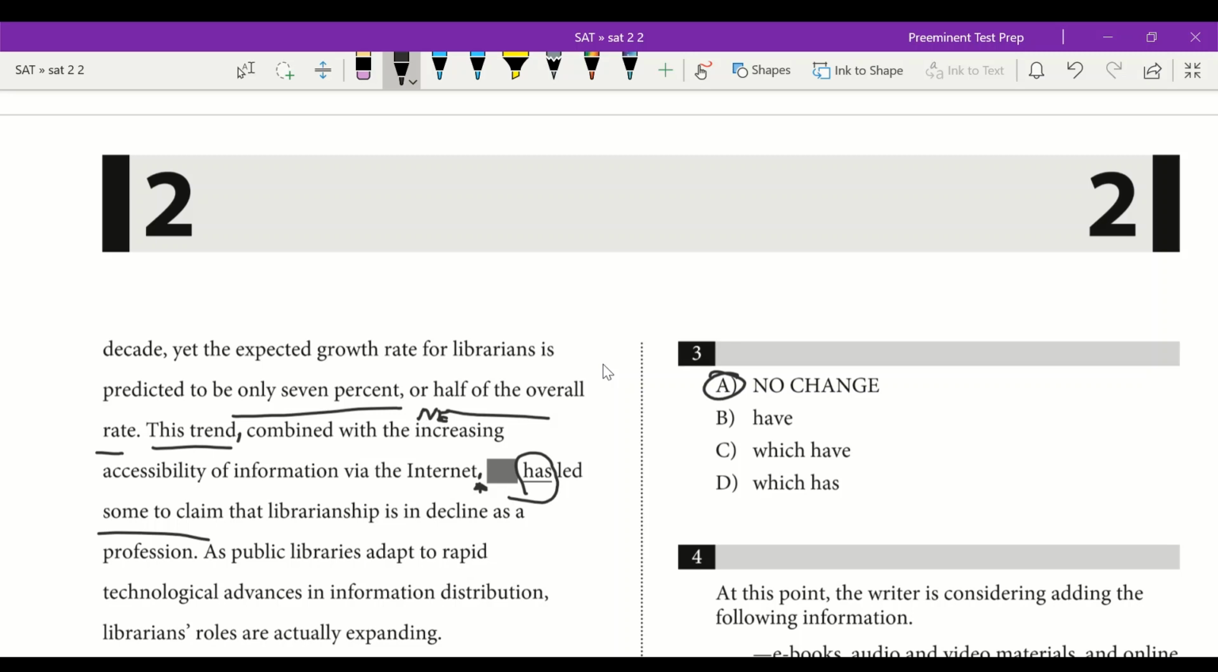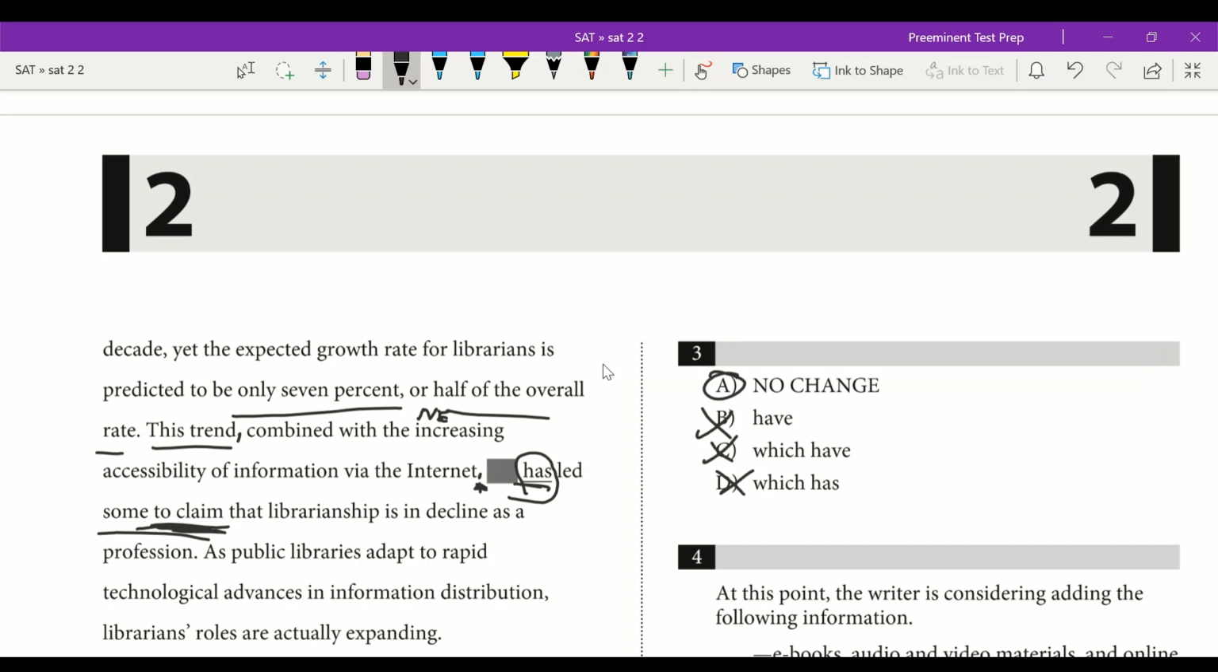And we can see if we were to try D, we would have this trend which has led, no. This trend which have led, no, and then this trend which have led. And none of those are right because we're talking about this trend has led some to claim, right? So people claiming, it has led, those match in tense, we're all set. So our answer will be A there.